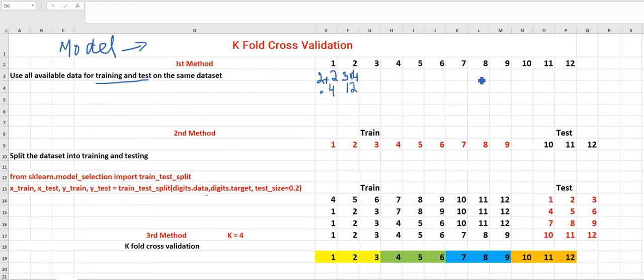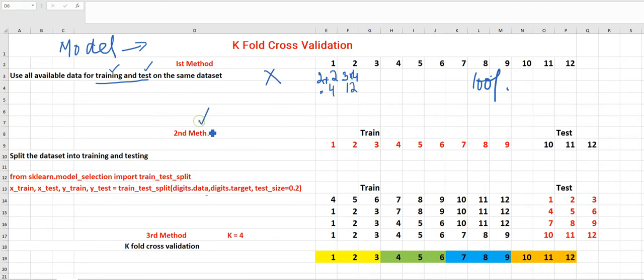Definitely your answers will be correct, and maybe our score will be 100%. Why? Because I am using all available data for training, and I am testing you on the same 12 questions whose answers you already know. So this method will not give us an accurate result or a good score.